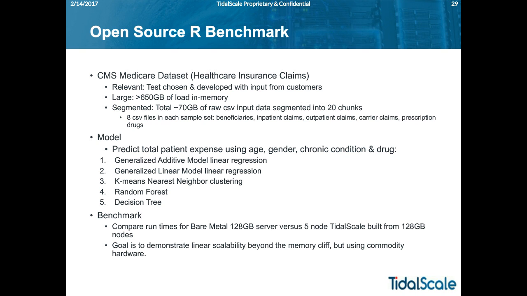And that's exactly what we did in our benchmark. We used these models to do prediction around patient expense using age, gender, chronic conditions and drugs being used. And we went through GAM, GLM, nearest neighbor, random forest and decision trees, to look at this and just to play with the data set. And with R, that's pretty darn easy. And with TidalScale, you just keep going, right? You don't need to rewrite. What worked on CMS 1 works on CMS 20.